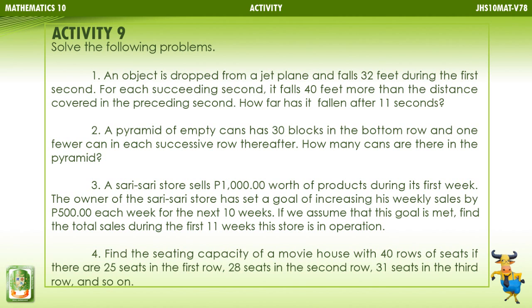3. A sari-sari store sells 1,000 pesos worth of products during its first week. The owner of the sari-sari store has set a goal of increasing his weekly sales by 500 pesos each week for the next 10 weeks. If we assume that this goal is met, find the total sales during the first 11 weeks this store is in operation. 4. Find the seating capacity of a movie house with 40 rows of seats if there are 25 seats in the first row, 28 seats in the second row, 31 seats in the third row, and so on.